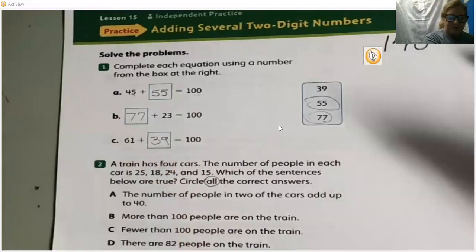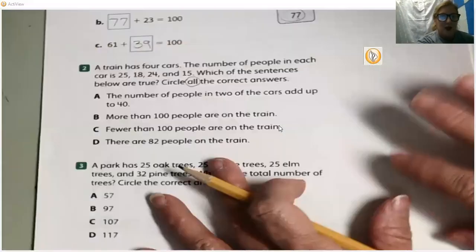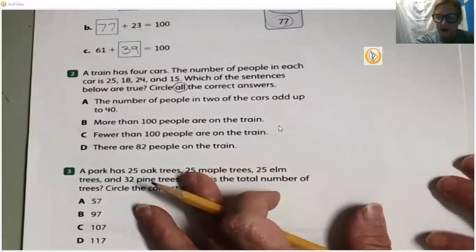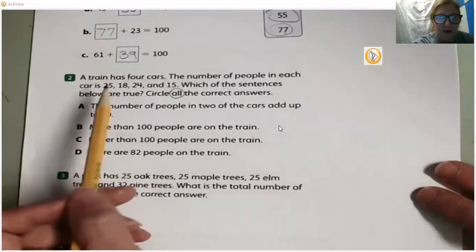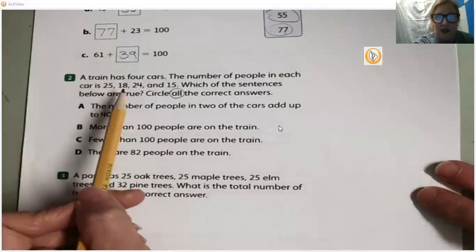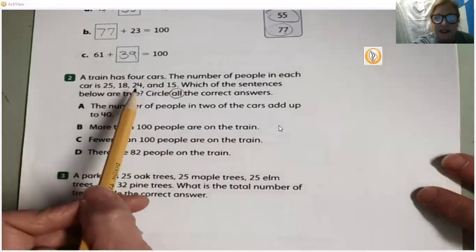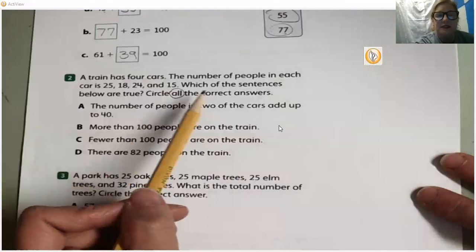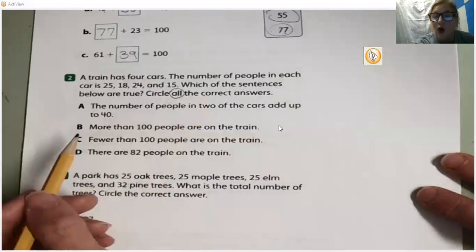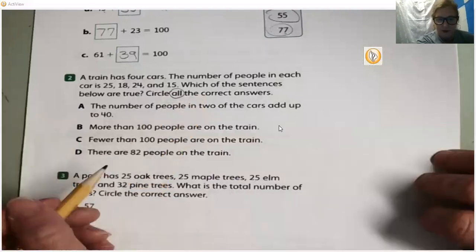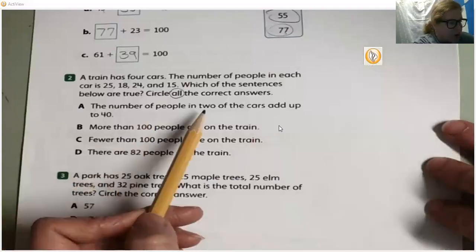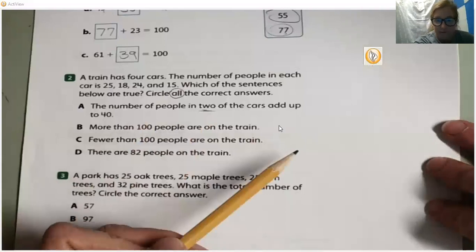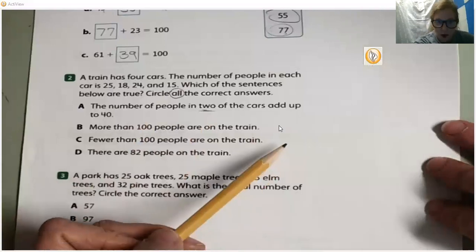Ding, ding, ding. Okay, train has 4 cars. All right, the number of people in each car is 25, 18, 24, and 15. Which of the sentences below are true? Circle all correct answers. Okay, so the number of people in 2 of the cars add up to 40. So we're looking for 40.